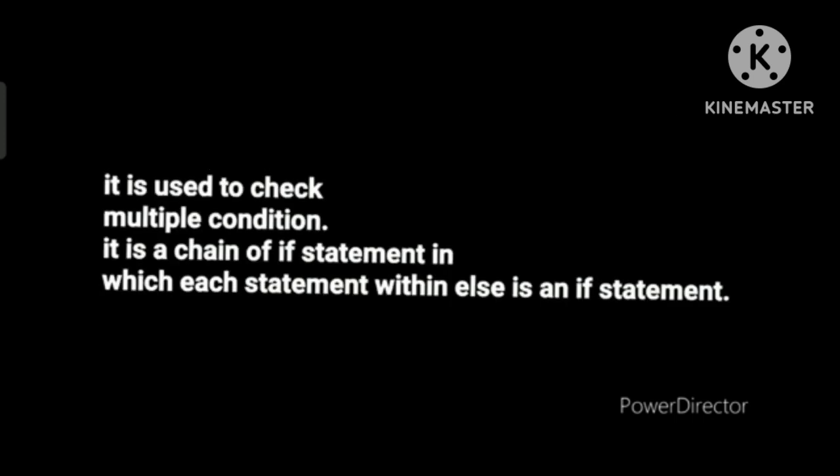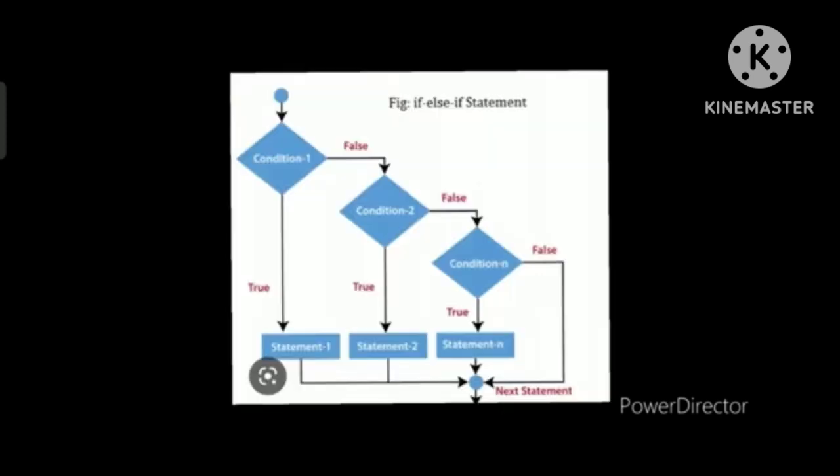The fourth one is else if. It is used to check multiple conditions. It is also known as ladder if. It is a chain of if statements in which each statement within else is an if statement. See here the flowchart. If condition 1 is true, statement 1 will be executed. Otherwise, if the condition is false, the default statement is executed.